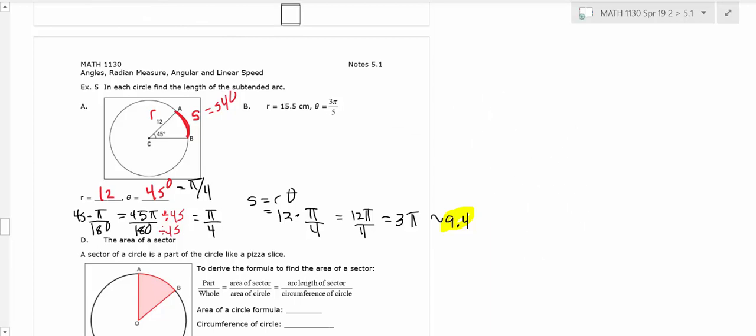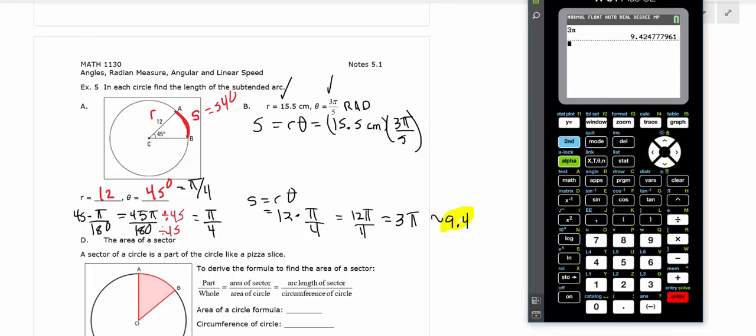That's the whole key. This one we're going to do the same thing. This time I gave you the radius and I gave you theta. Is the theta that I gave you, 3 pi over 5, degrees or radians? Which is it? Radians. There is no degree symbol, so that's in radians. That means in this problem, all we've got to do is r theta, and we'll use our calculator. We have 15.5 centimeters for the radius, and then we just do 3 pi over 5. You can put this in your calculator in one step, and then we'll round this off.